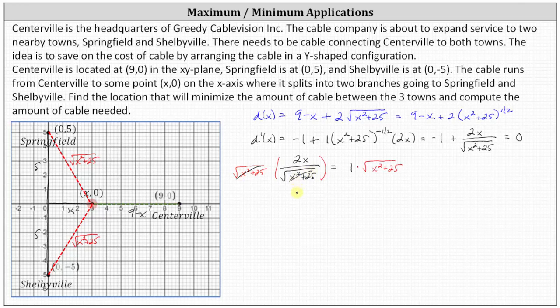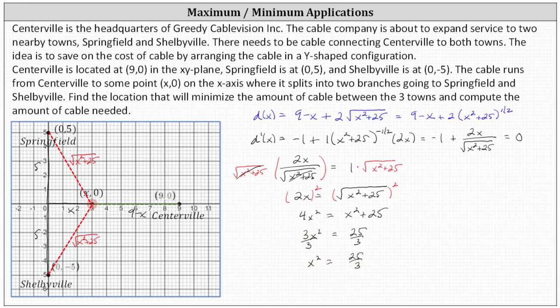Simplifying, we have 2x equals the square root of the quantity x squared plus 25. Next, we will square both sides of the equation to undo the square root. This gives us 4x squared equals x squared plus 25. Subtracting x squared on both sides gives us 3x squared equals 25. And we'll divide both sides by 3, giving us x squared equals 25 thirds.